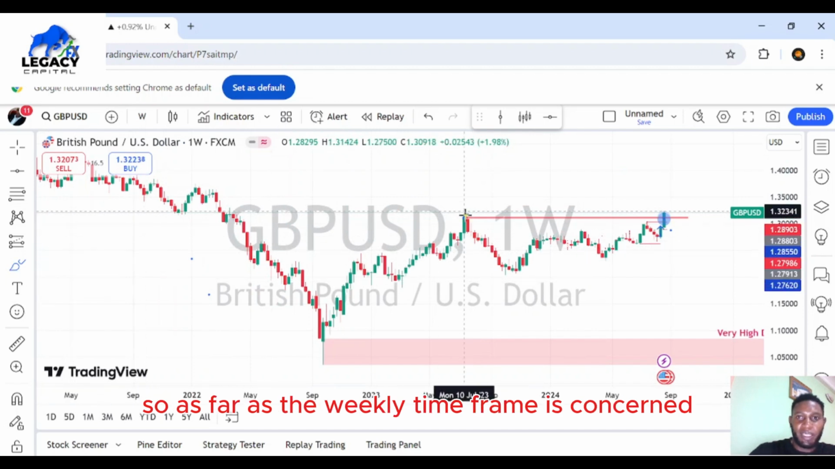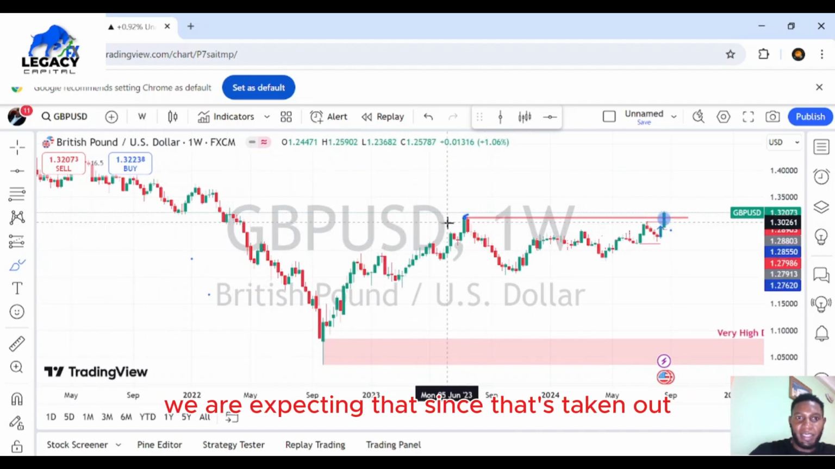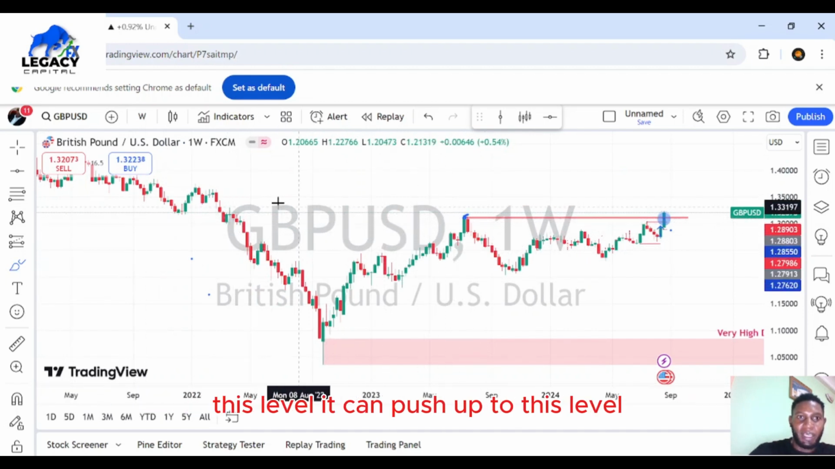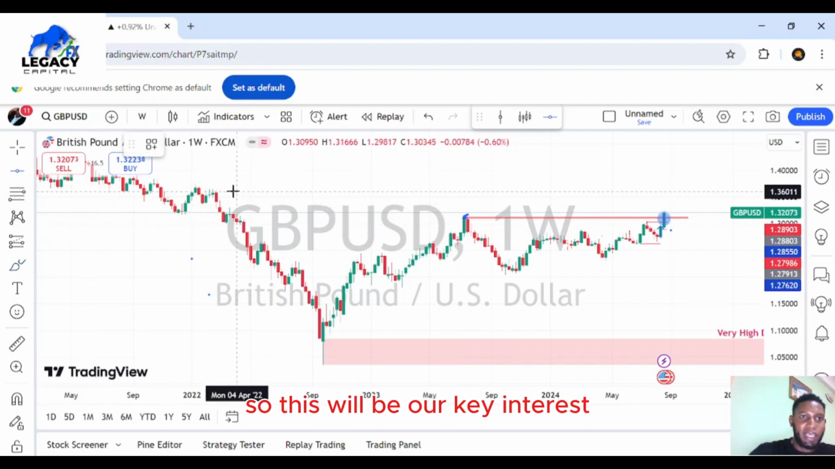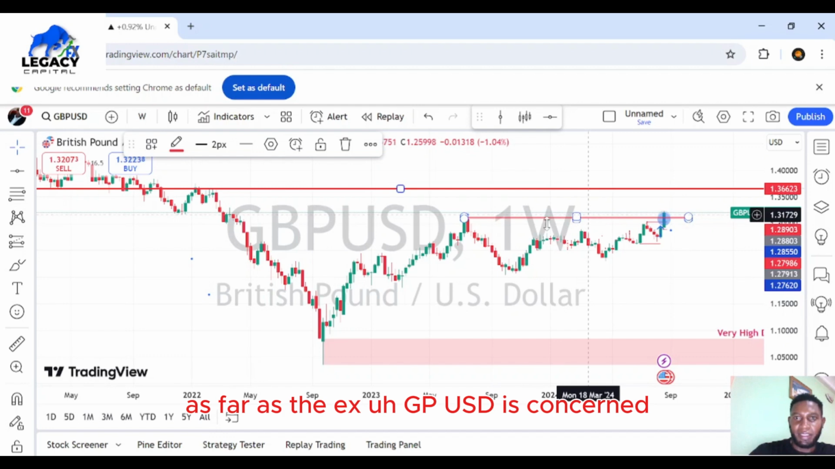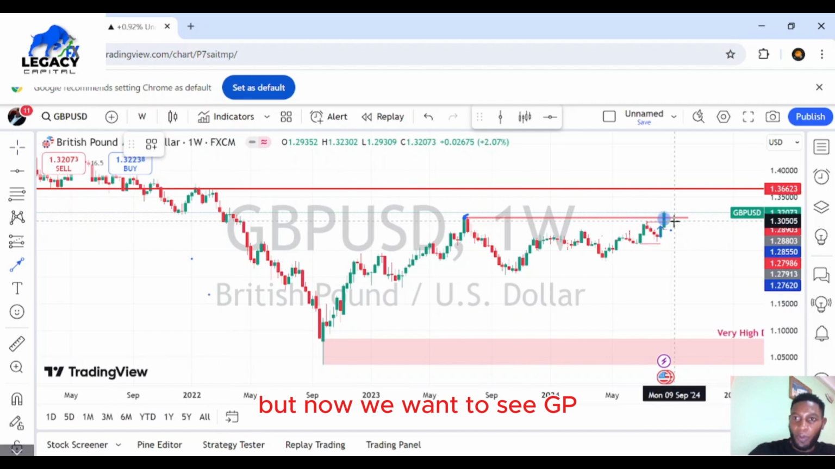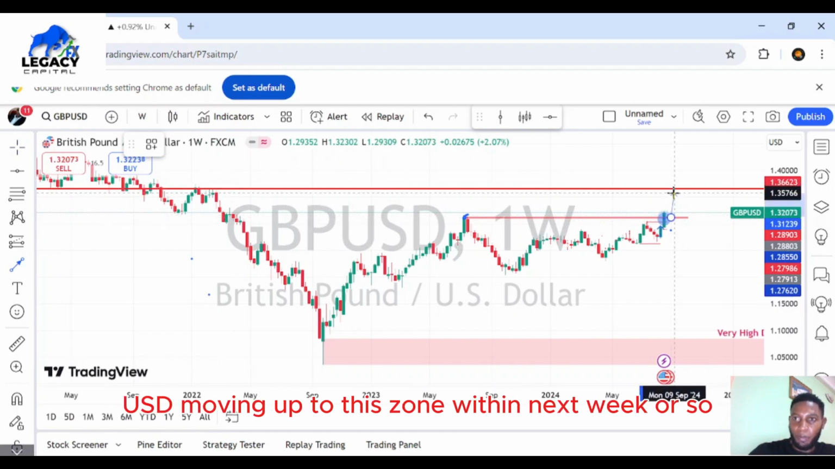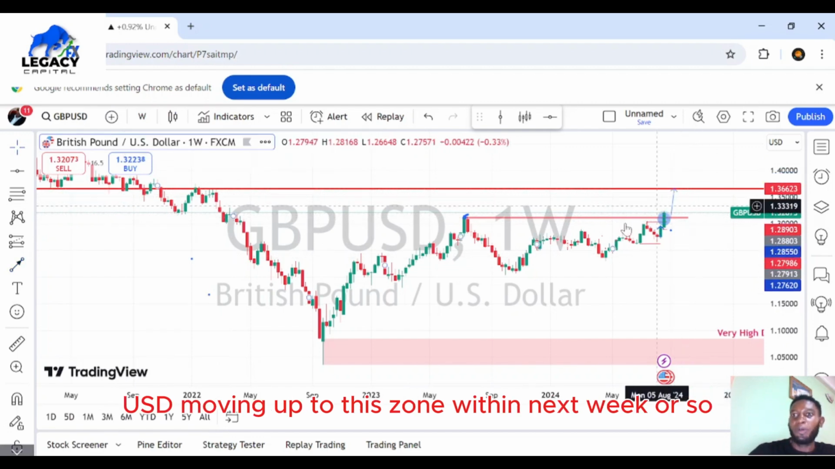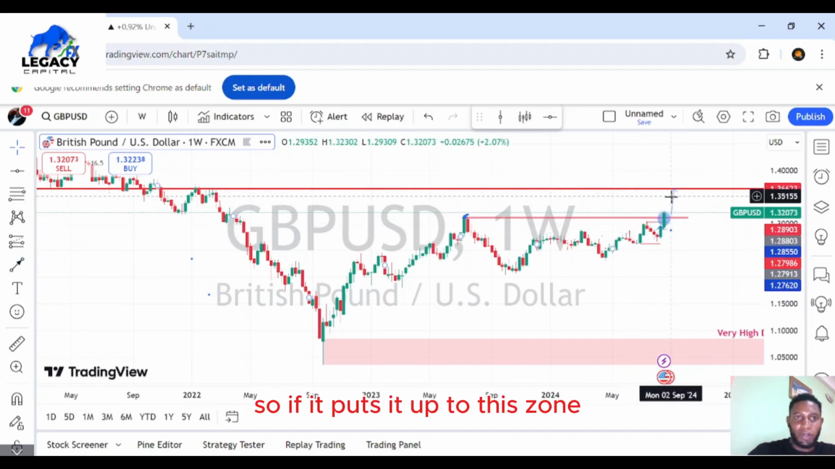As far as the weekly time frame is concerned, we are expecting that since it has taken out this level, it can push up to this level. So this will be our key interest as far as the GBP/USD is concerned. Next week, we want to see that there can be a pullback, but now we want to see GBP/USD moving up to this zone within next week or so. So if it pushes up to this zone, good and fine.